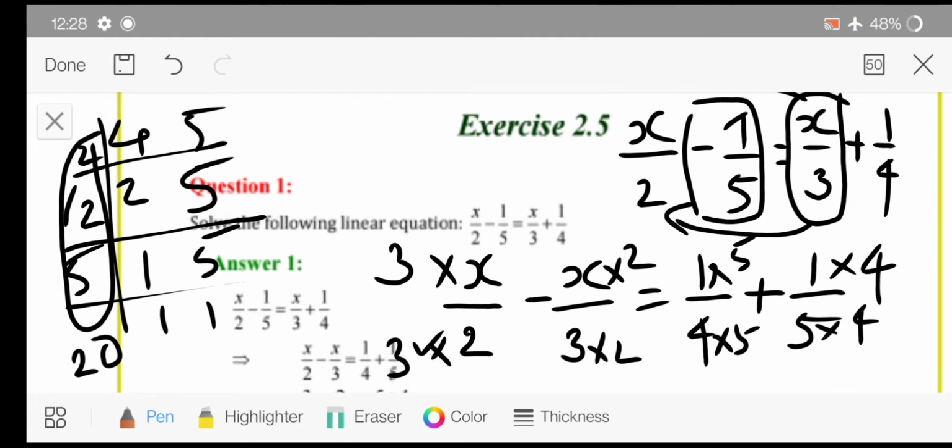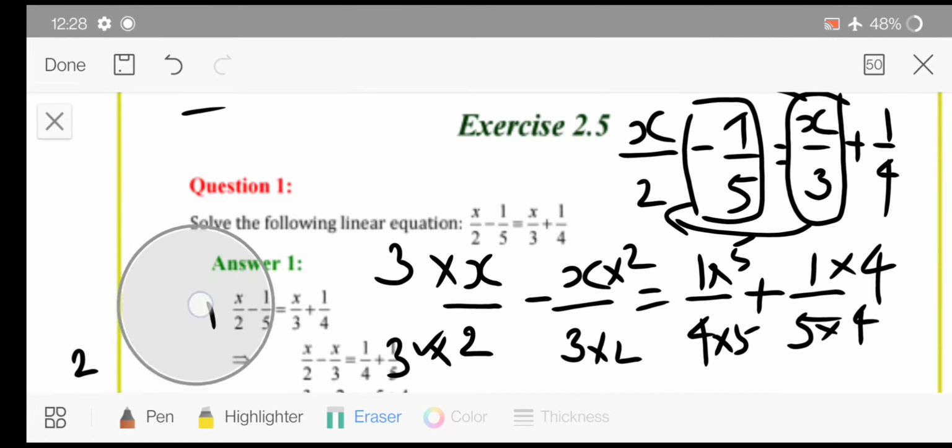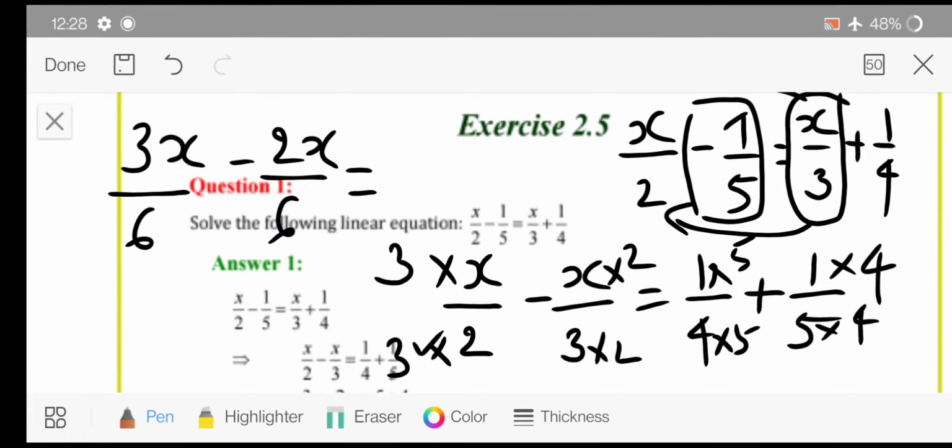So this is the concept of fractions, that is, how to add and subtract fractions. We know that we can add and subtract like fractions, इसलिए मैंने एलसीएम लेकर इनको लाइक फ्रैक्शन में कन्वर्ट किया. So what will I get? 3x upon, this 3 2s are 6, minus 2x upon 6 is equal to 5 1s are 5 upon 20 plus 4 1s are 4 upon 20.